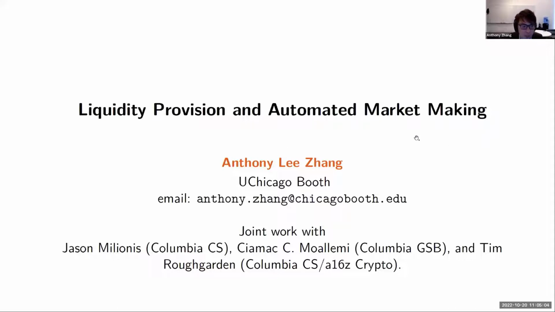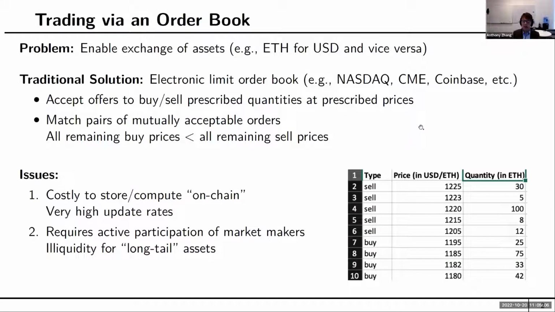All right, so let me just jump in. The topic of this paper is automated market makers. Probably somewhat familiar to most of this audience, a brief overview of what these are. Suppose you want to set up a system that allows us to trade two assets, say Ethereum for US dollars or vice versa. The traditional solution is to set up a limit order book. Everyone can put offers in to buy or sell prescribed quantities at certain prices, and you match pairs of mutually acceptable offers, basically running a continuous auction.